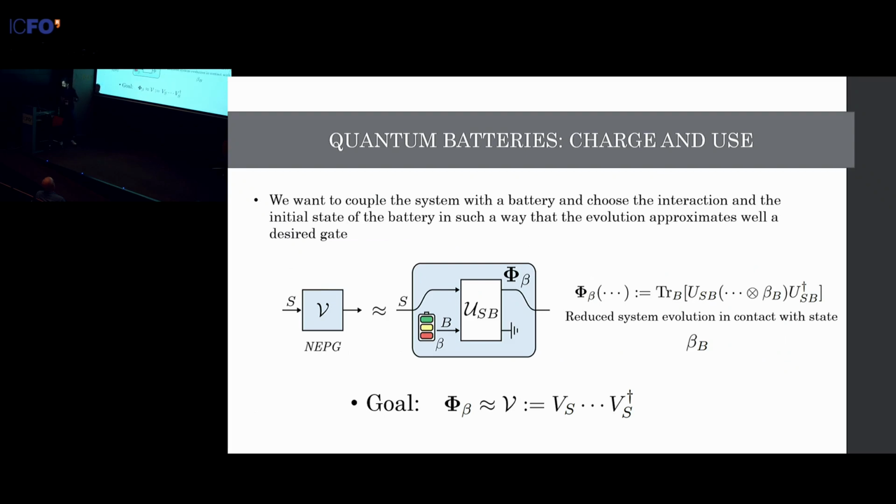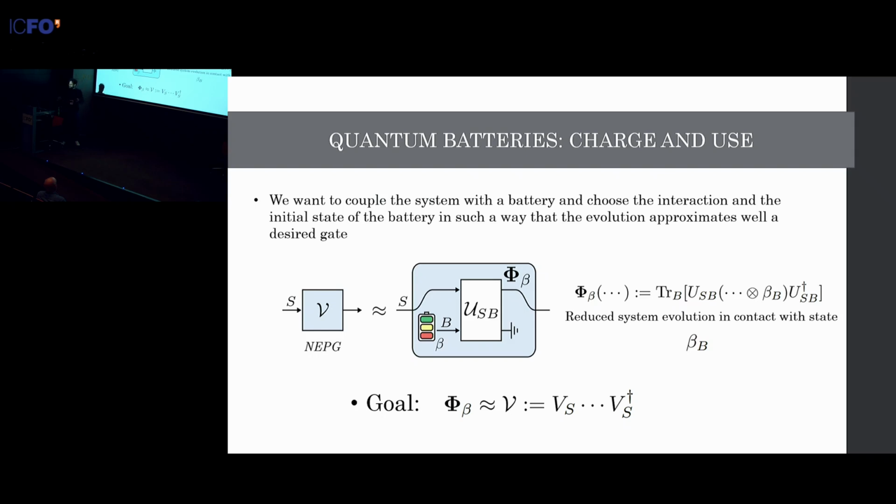From a more formal point of view, when we couple a system with a battery, what we are performing is an open system evolution. We couple the system with the ancillary degrees of freedom, we perform our operation, and then we trace away the battery. This will be a completely positive trace-preserving evolution on the system S that we call phi, and we want this phi to be as close as possible to the gate we wanted to implement. This optimization can be done on the specific coupling between the system and the battery and on the state of the battery that should be chosen properly.